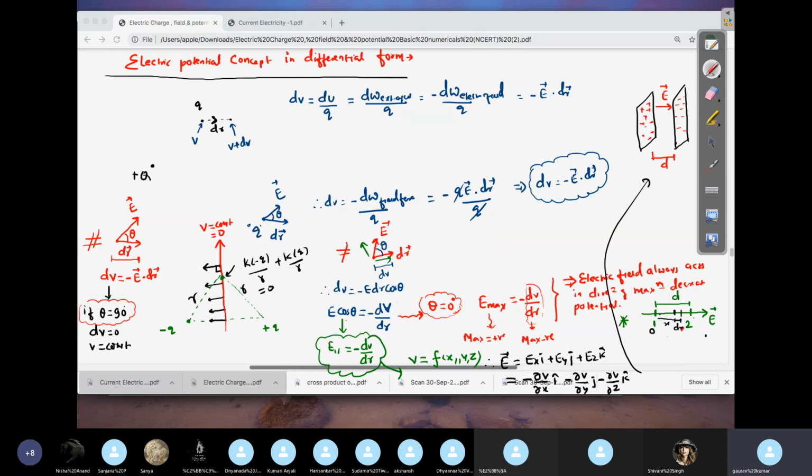Here for this dx, we write dV. What is dV? dV will be minus of E dx. When I integrate this dV, let's say I'm going from 1 to 2, I get minus of E integral of dx from where to where? From 1 to 2, meaning 0 to d. So I'll get V2 minus V1 as minus of E d. If I ask you to write V1 minus V2, the answer will be plus E d, obviously.